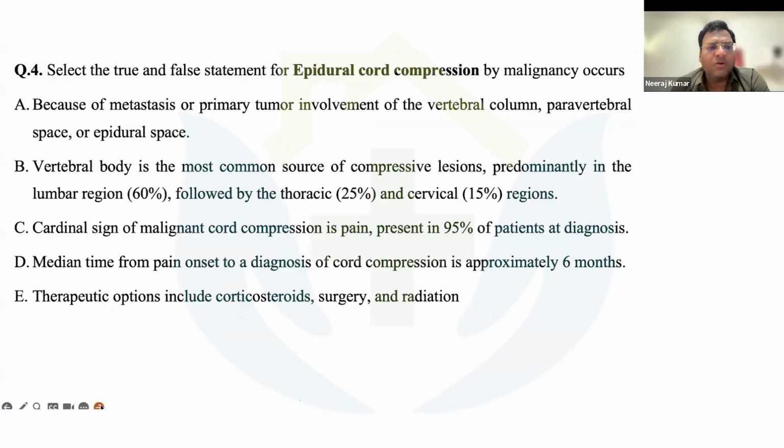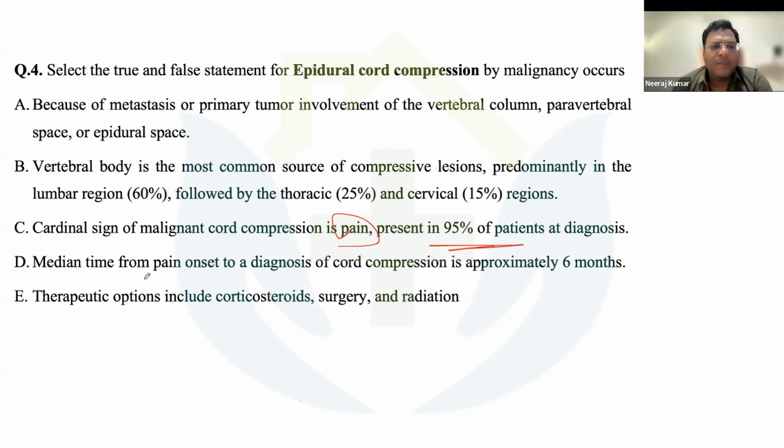Now coming to the next question. This is about true and false statements about epidural cord compression by malignancy. Metastasis of a primary tumor, involvement of the vertebral column, paravertebral space, and epidural space causes epidural cord compression. The vertebral body is the most common source of compressive lesions, predominantly in the lumbar region, 60%, followed by thoracic 25%, and cervical 15%.